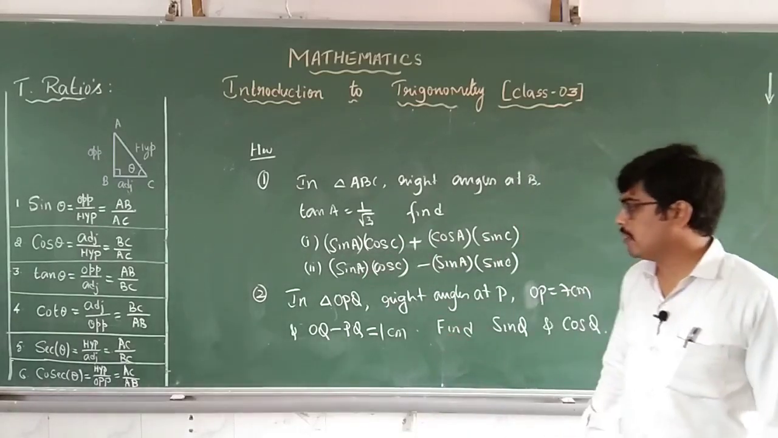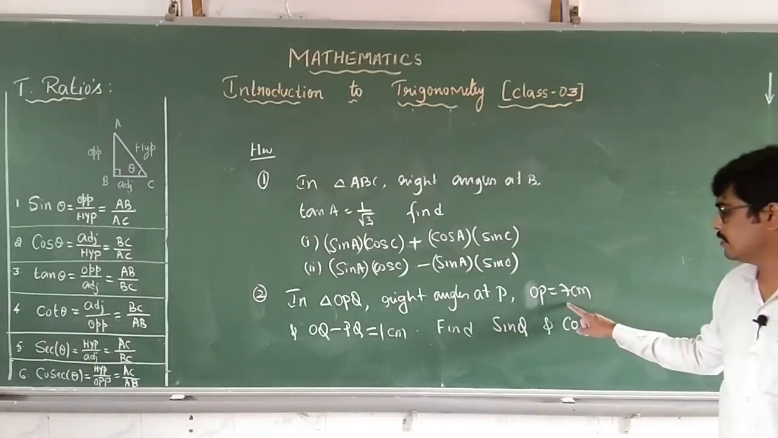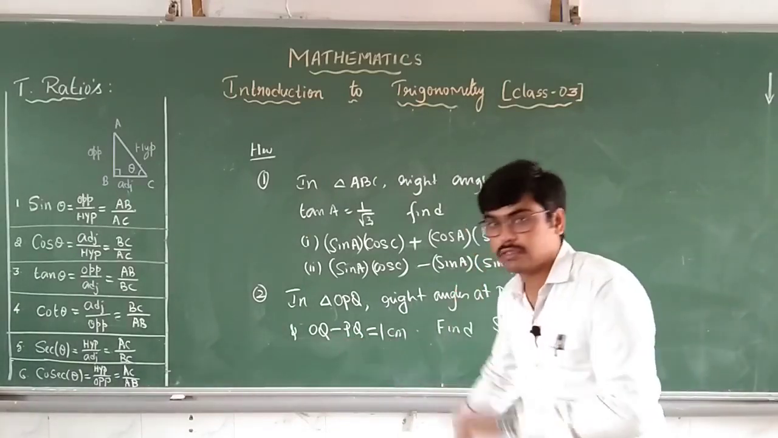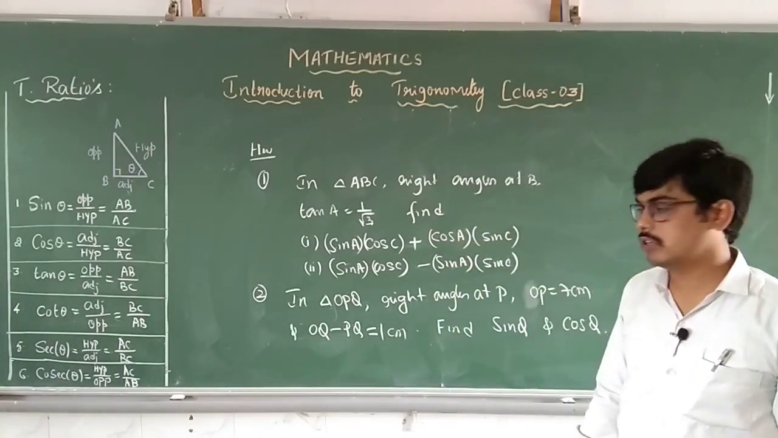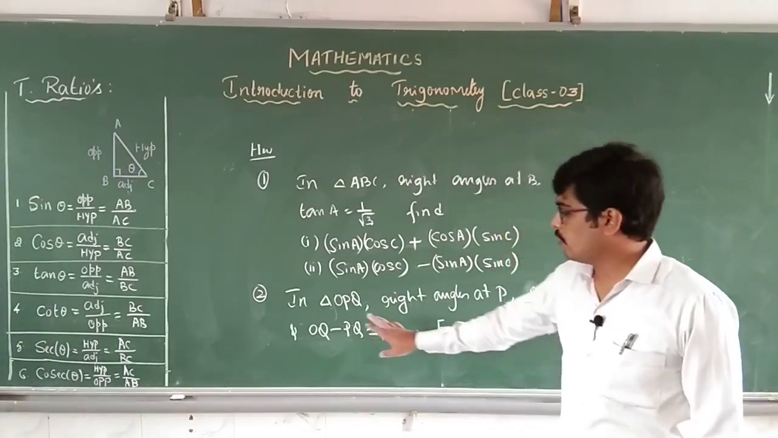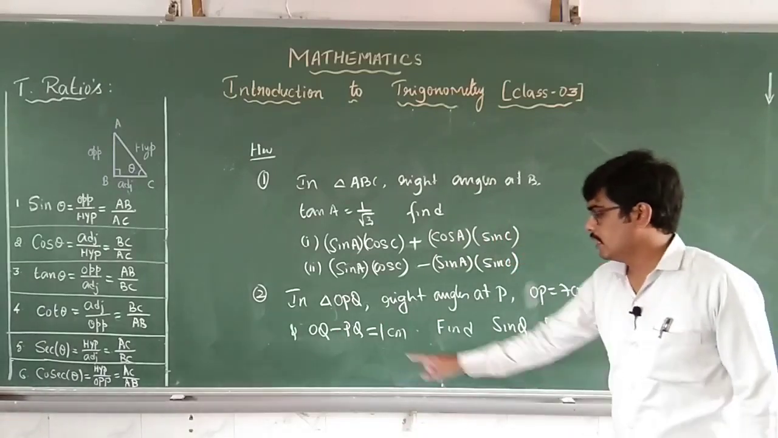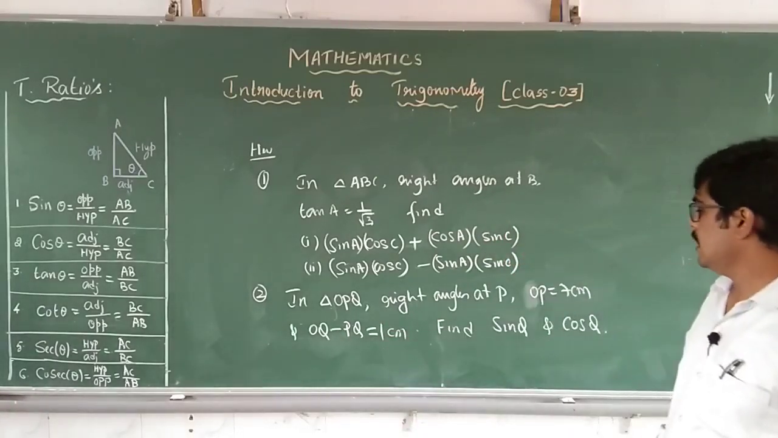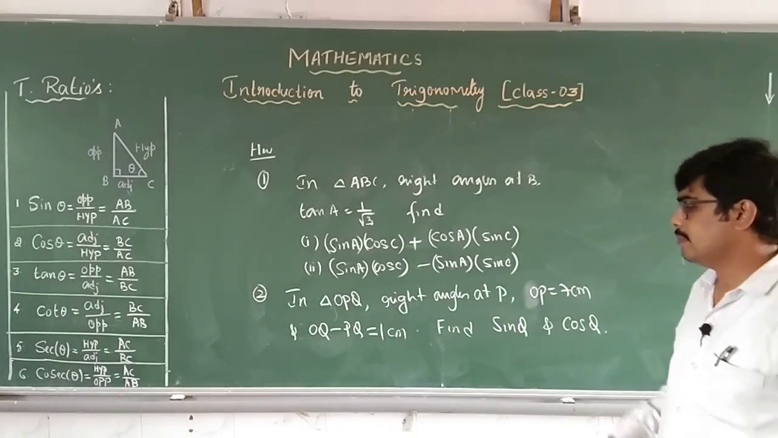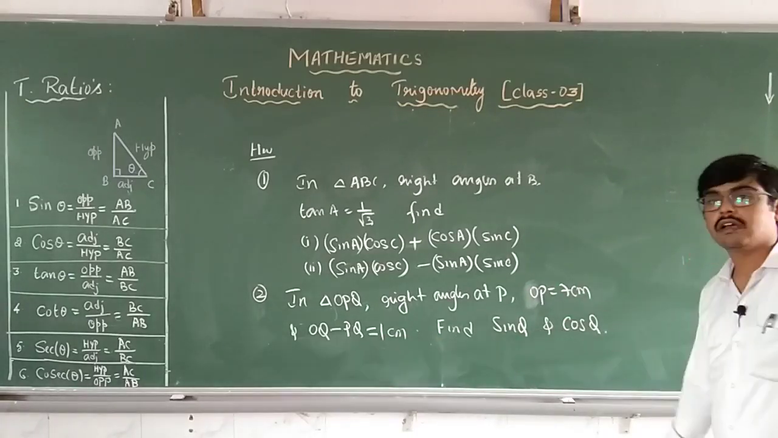Now in the second problem, in triangle OPQ, right angle at P, they have given the length of one side, OP, and also the difference of the other two sides. We observed one problem similar to that, where the sum of two sides was given; here we have the difference. So take the other side to the other side, and this PQ becomes 1 plus PQ. Then using the Pythagoras theorem, you can find the value of PQ, and by using that you can simplify further to find sin Q and cos Q.